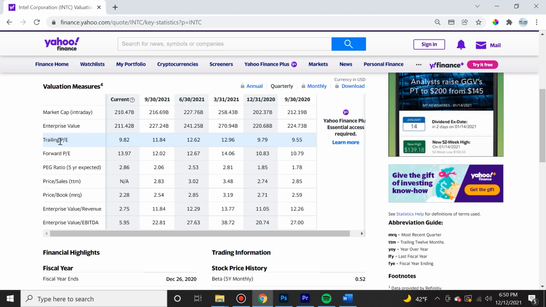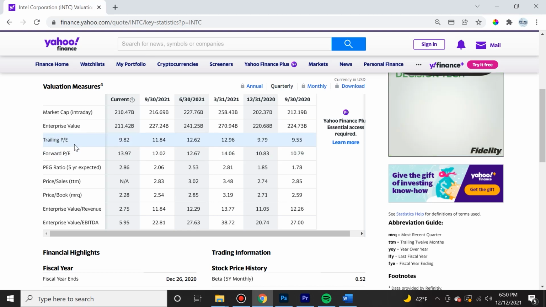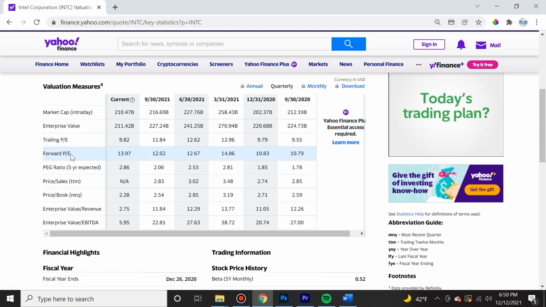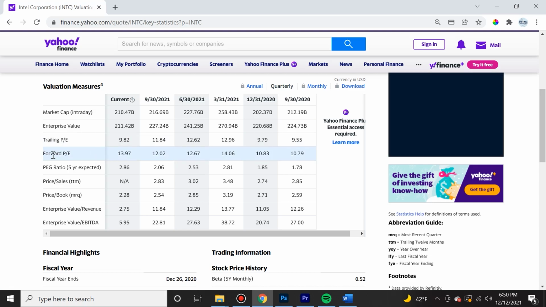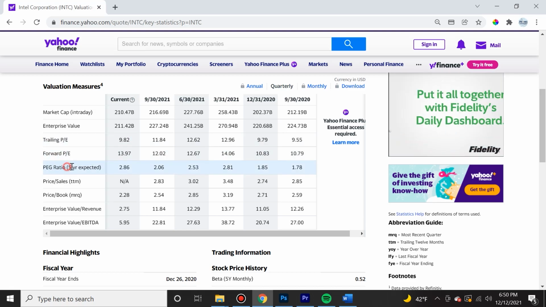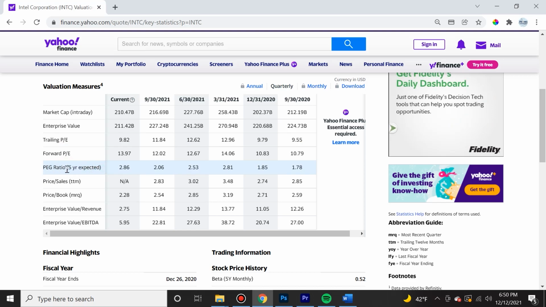And also, I want to point out, since it doesn't say anything about the amount of years, you would have to assume that trailing PE is just trailing 12 months, so the past year, and forward PE is the future year. So 1 year forward, 1 year trailing. If, however, it says something like 5-year expected, as we see here in PEG ratio, which we'll cover in just a second, this is when you should take it into account and realize this is not 1 year, this is 5 years. So what is a PEG ratio?